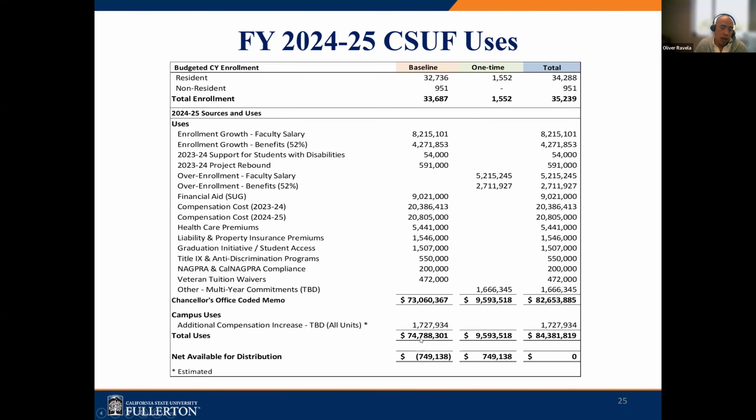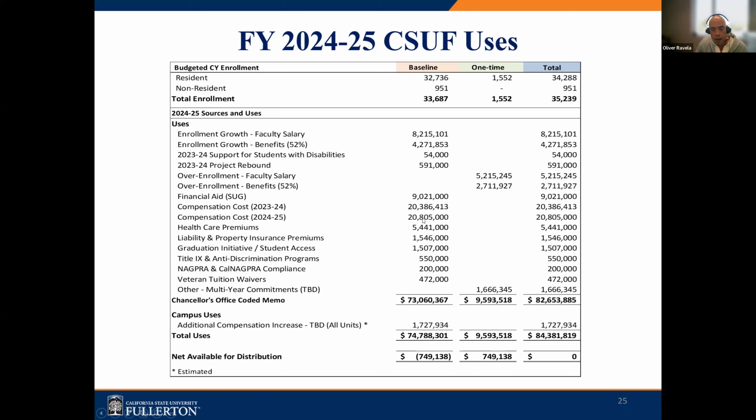$74.8 million of that increase is a baseline increase, meaning it's an increase that is made permanent and, absent any other base changes to the budget, will be reflected in the budget for 25-26. Of that $84.3 million number, 9.5 or 9.6 million is attributable to one-time activity, specifically over enrollment.